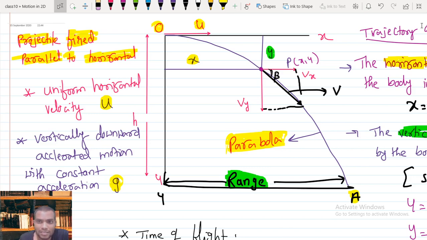By using all this, we figure out the trajectory of the path, the time of flight, the horizontal range, the velocity of the projectile at an instant, and the direction of the velocity. So this is the projectile fired parallel to the horizontal.